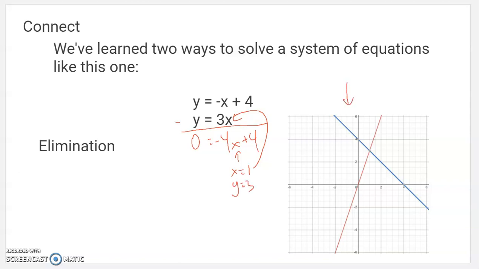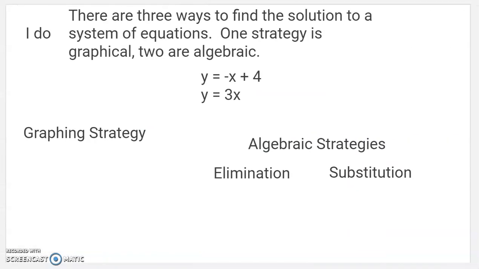The other is graphing. I already did that. The first equation's here in blue, second equation's here in red. They meet right there at, looks like, 1, 3. And lo and behold, they match. X equals 1, x equals 1, y equals 3, y equals 3. And we're there. There's one other way to do it.